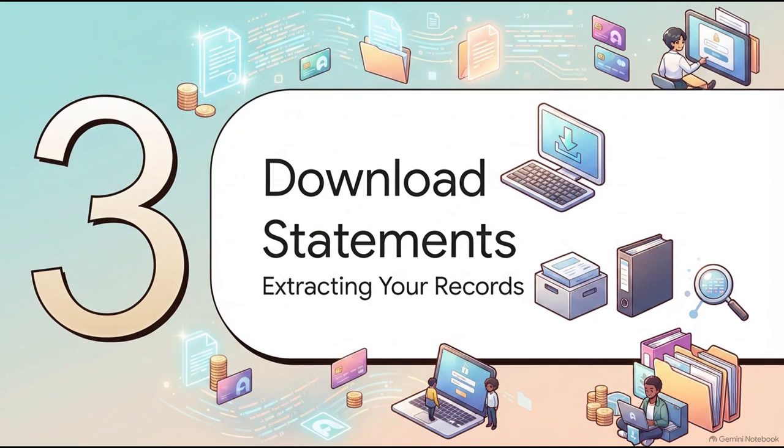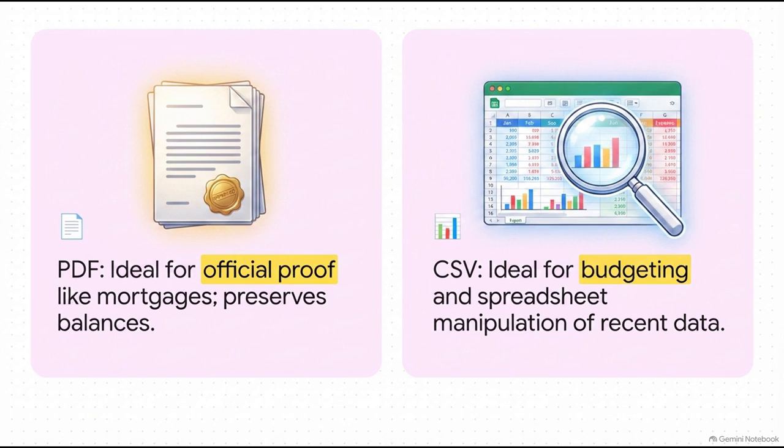Section 3. Downloading your bank statements and extracting your records. Once you actually locate your statements, you've got two main choices, PDF or CSV. Now, if you're applying for a mortgage or need official unaltered proof for an auditor, you definitely need to download the PDF format. The PDF preserves all that official letterhead plus the opening and closing balances.